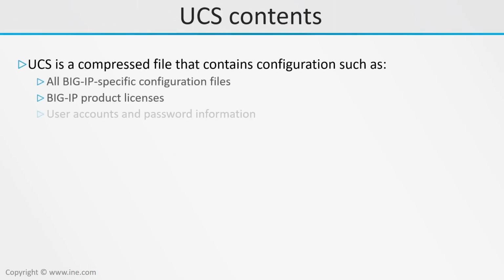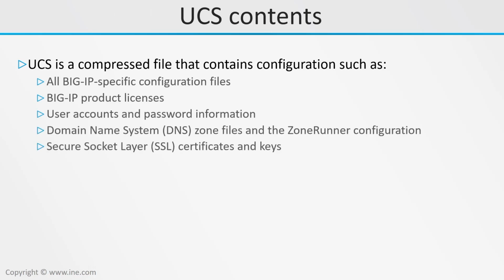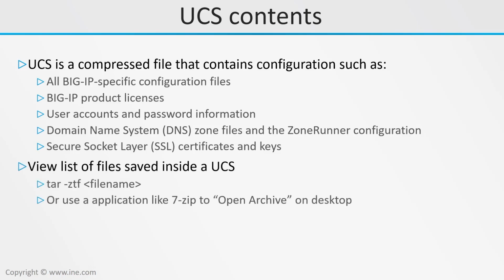Okay, so let's first take a look at what's inside a UCS or archive file. A UCS file is a compressed file that contains the F5 configuration, such as the BIG-IP specific configuration files, the licenses, user accounts and password information, the DNS zone files and ZoneRunner configuration, and the SSL certificates and keys. You can also view the list of the files saved inside a UCS on the command line locally on the platform.